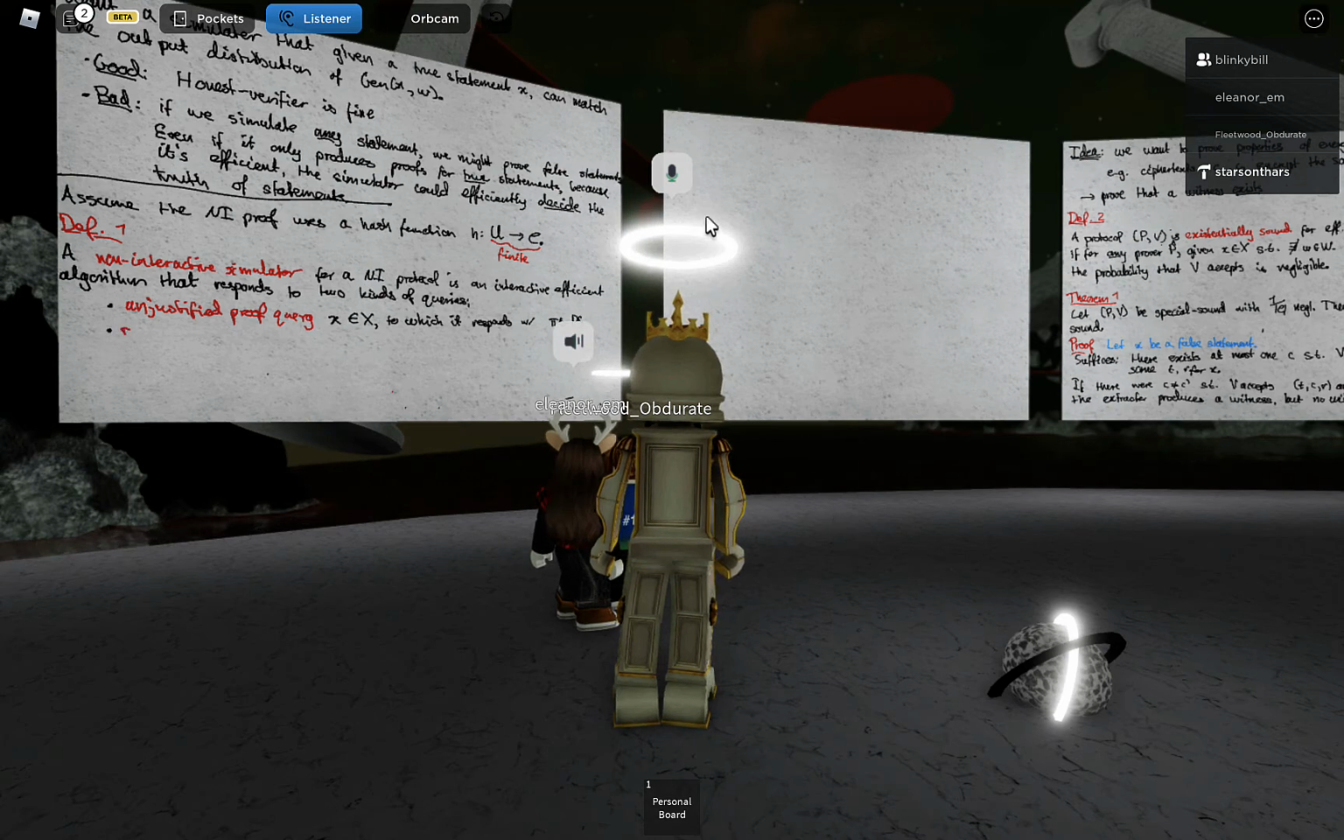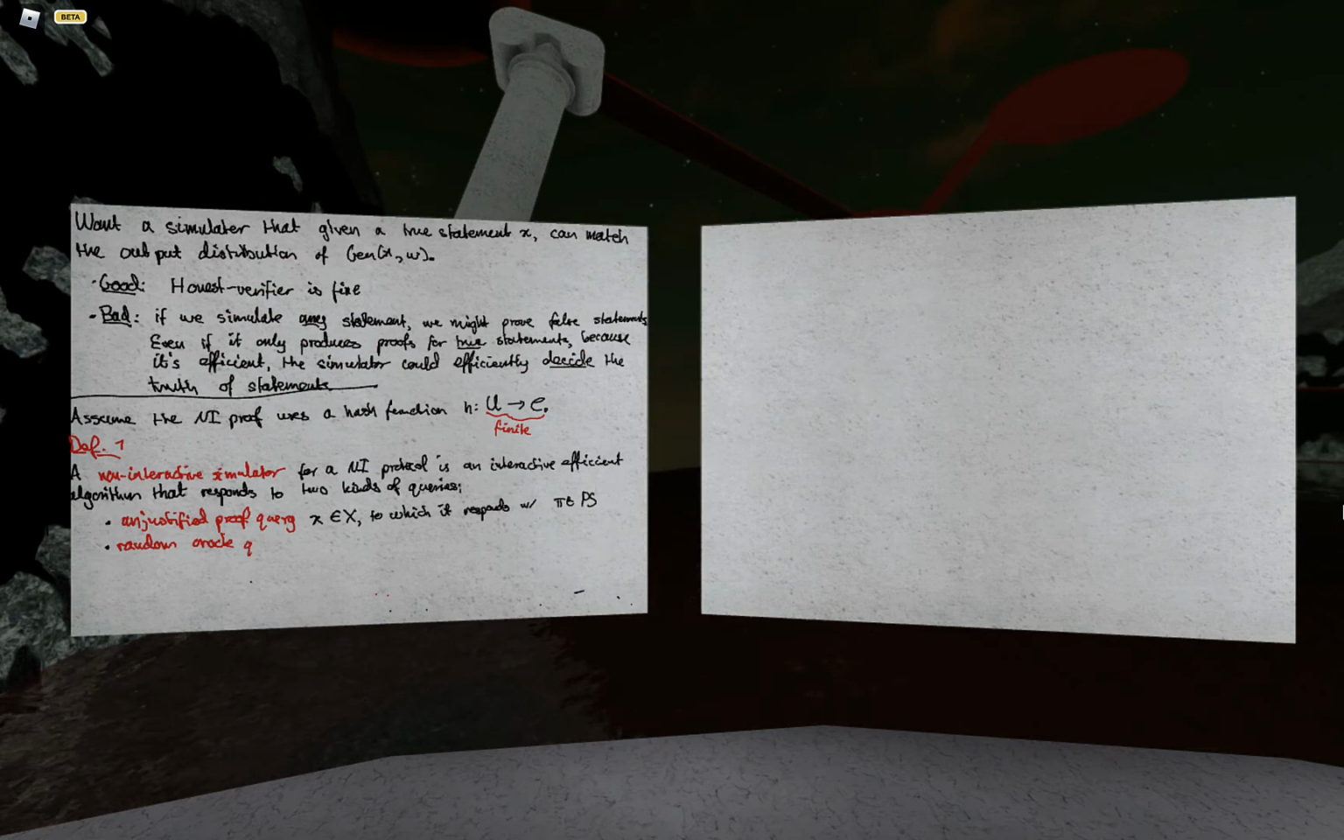It also responds to a random oracle query. Okay, so you give me some u in the hash function's universe, and it's going to respond with some challenge. So our simulator, not only does it produce proofs given a statement, it also evaluates random oracles.